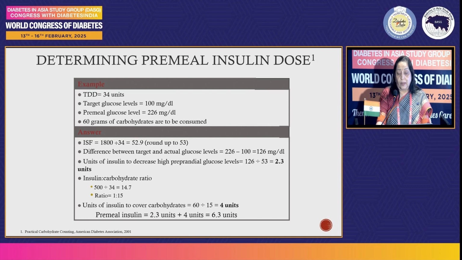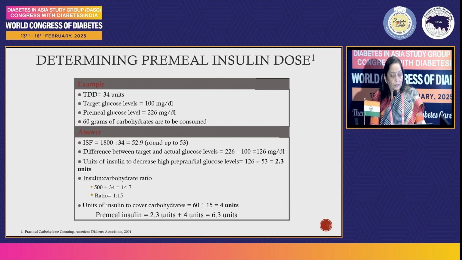Now, how many units of insulin are needed? You have to decrease the blood sugar by 126 milligrams per deciliter. So 126 divided by the insulin sensitivity factor 53 is equal to 2.3 units. He has to take an extra 2.3 units of insulin. Now he is going to consume 60 grams of carbohydrate.